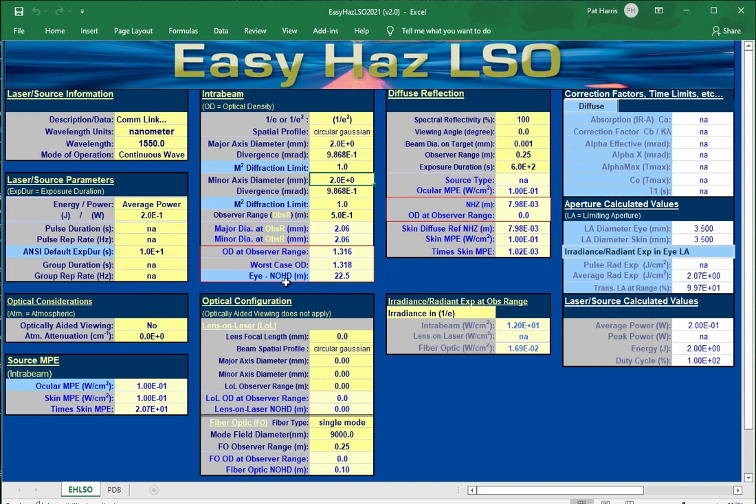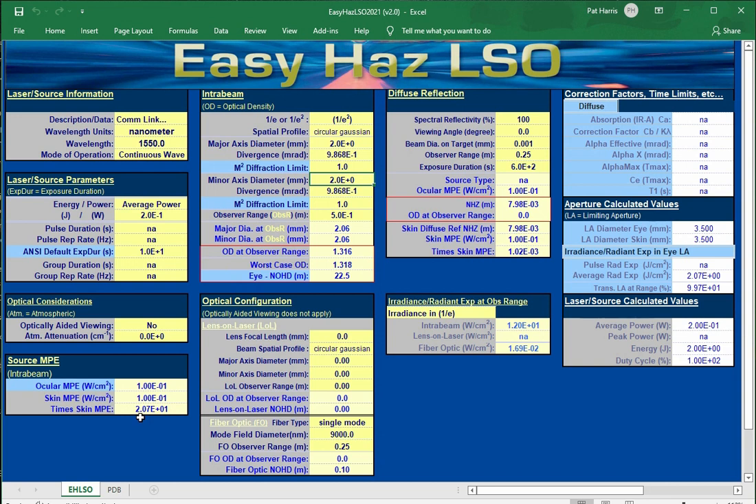We now have an NOHD of 22.5. What would be the NSHD? Well, it's going to, of course, be the same. And we can see that now we have a potential skin hazard with this beam.